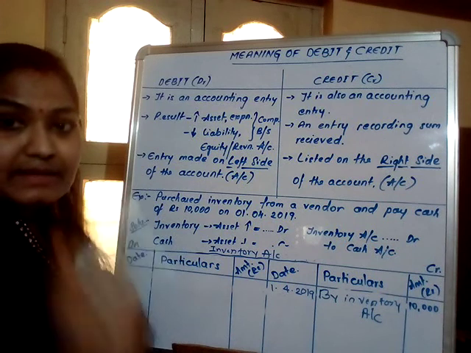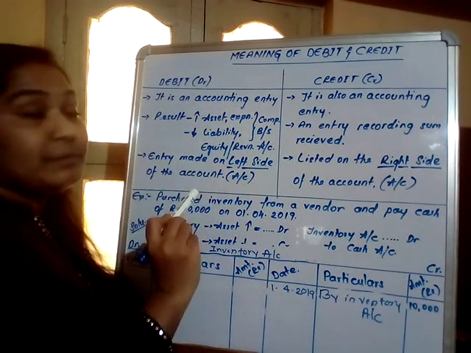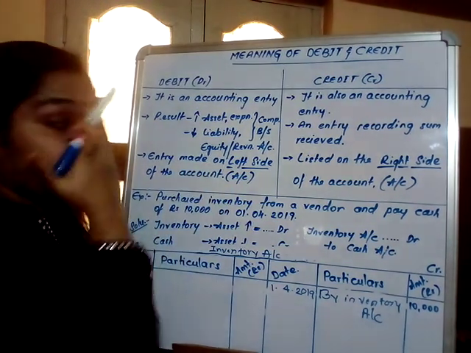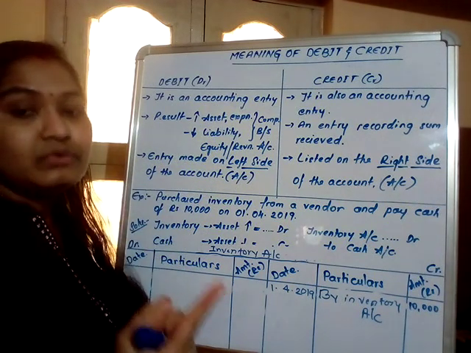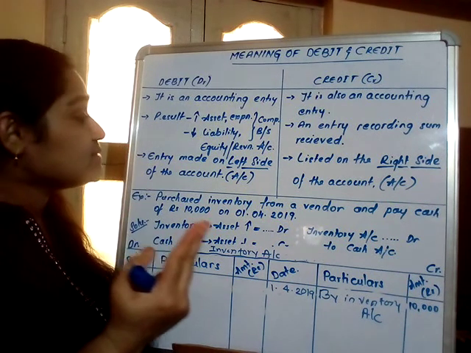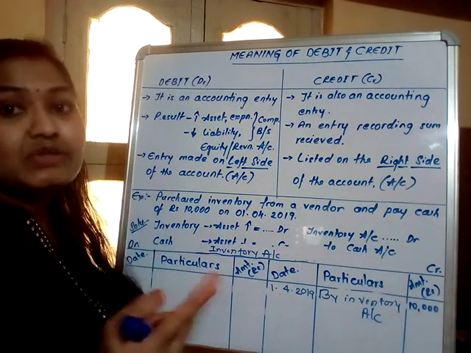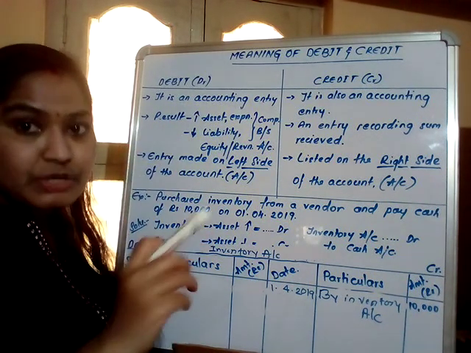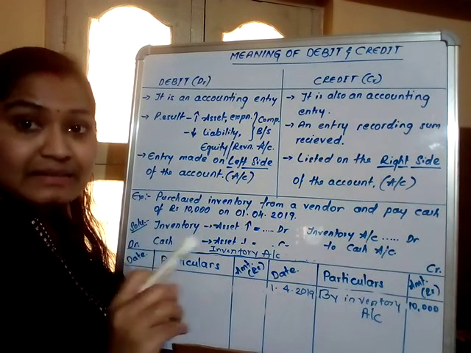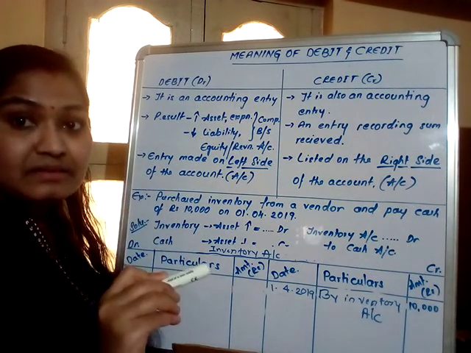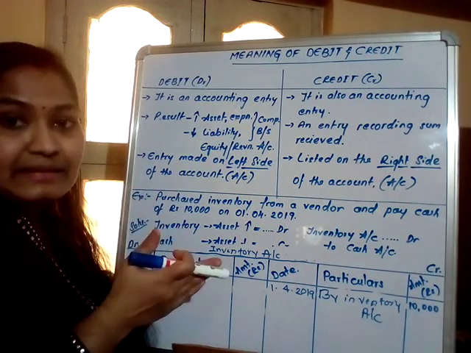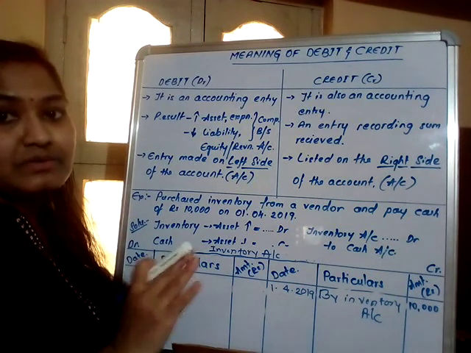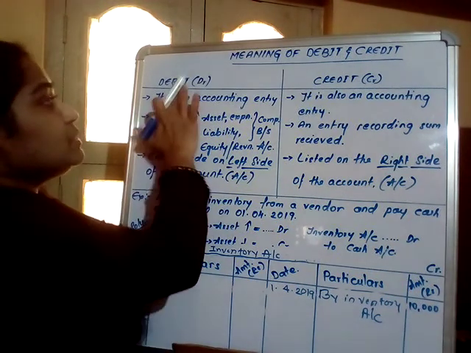Or in the other case, if the liability of the company, the equity of the company, or the revenue account of the company is decreasing in the transaction, in that case that entry should also be written on the left side of the accounts. This is all about the concept of debit.